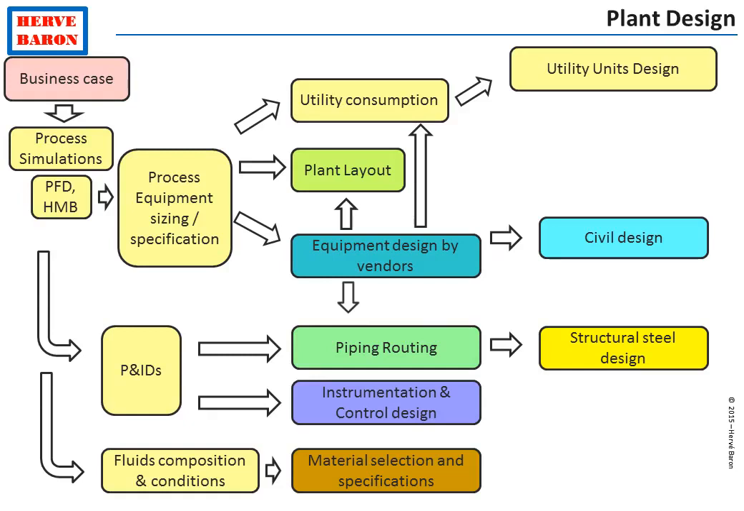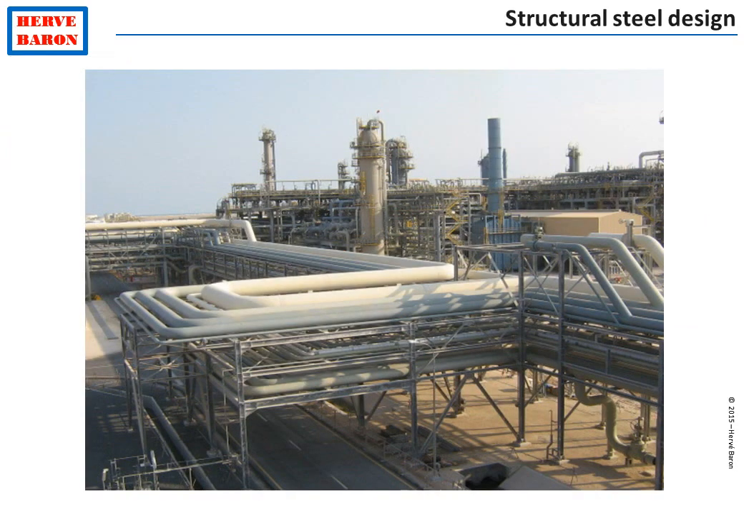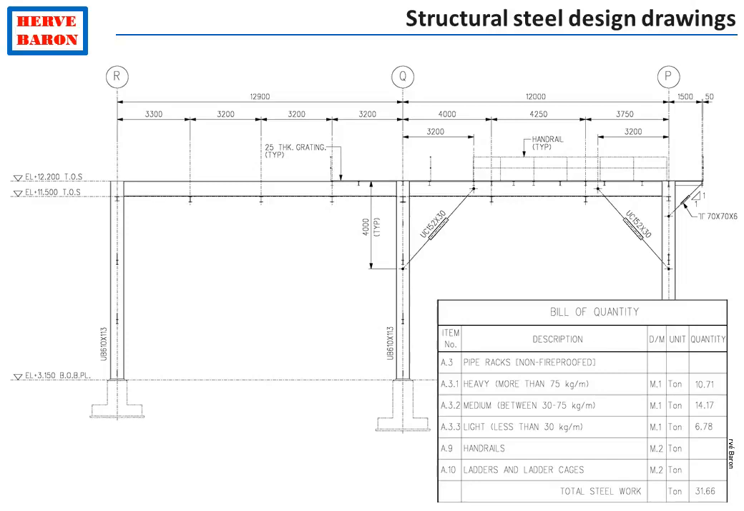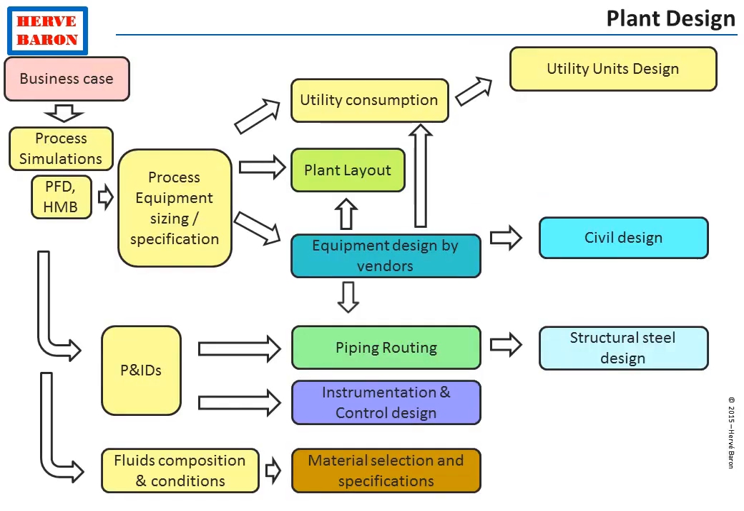Once piping is designed, the structural steel that is required to support the pipe work, such as pipe racks, as well as the structural steel needed to provide access platforms to operators to access valves, instruments, and equipment, is designed, such as this pipe rack, and the corresponding drawings are issued by engineering to the structural steel fabricator. That's it. This is, in a nutshell, the sequence of work between disciplines, each represented by a different color, for the design of a plant.